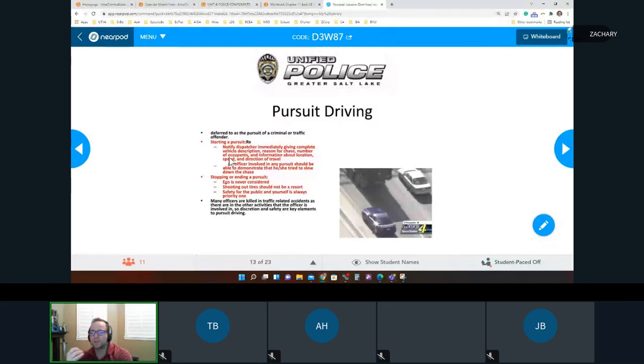Okay, so if you were to start a pursuit, this is what you would do. You notify a dispatcher immediately, giving a complete vehicle description, reason for the chase, number of occupants, and information about the location, speed, and direction of travel. Officers involved in the pursuit should be able to demonstrate that he or she tried to slow down the chase. Okay, stopping or ending the pursuit. Ego is never considered. Shooting out tires should not be a resort.